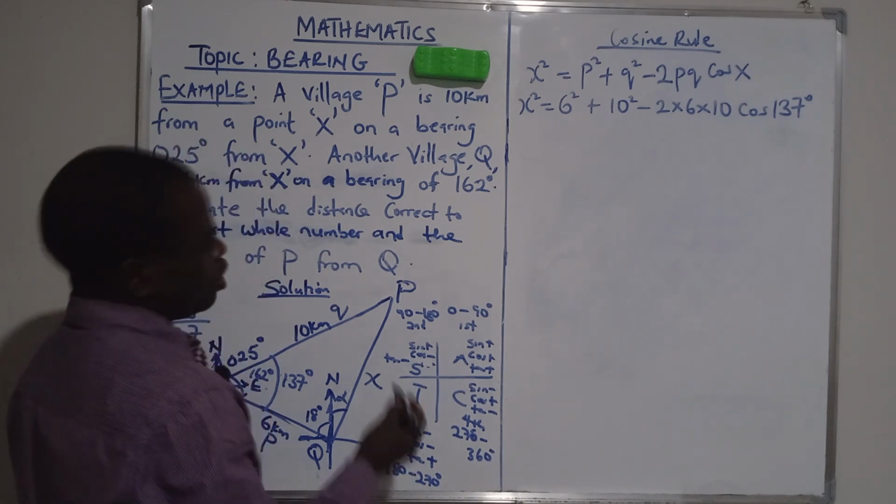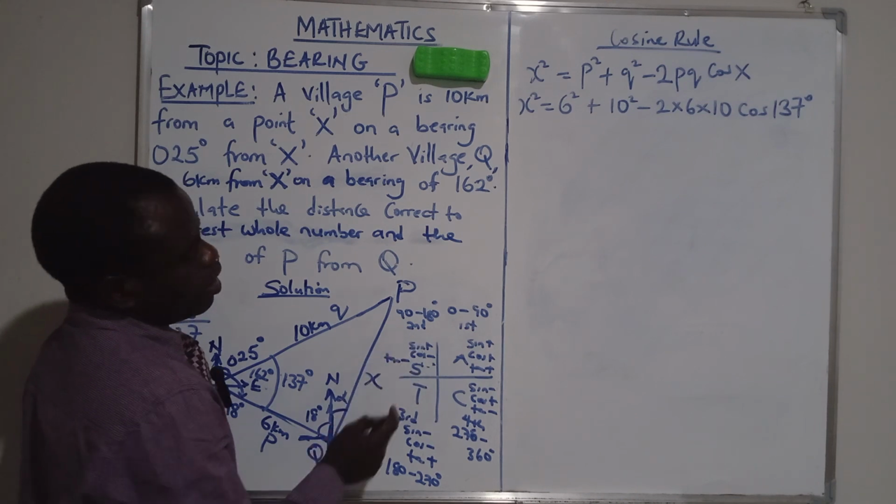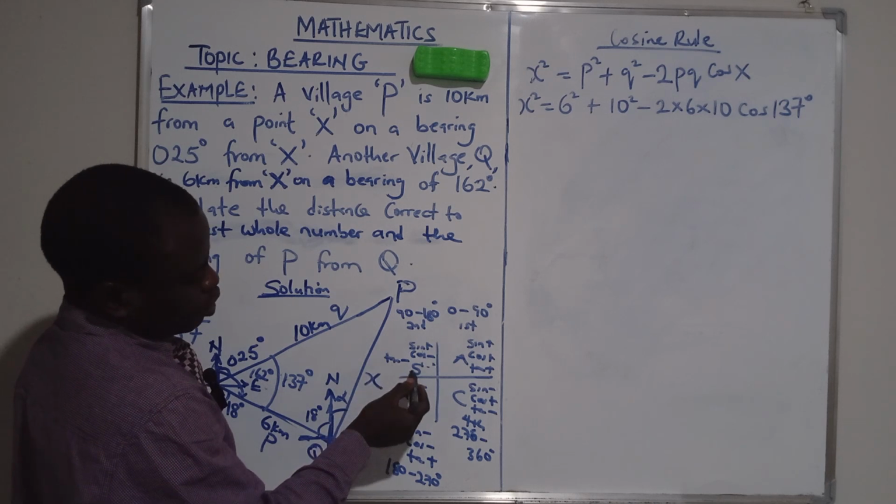You can see that 137 falls in the second quadrant, and let's see what's positive.